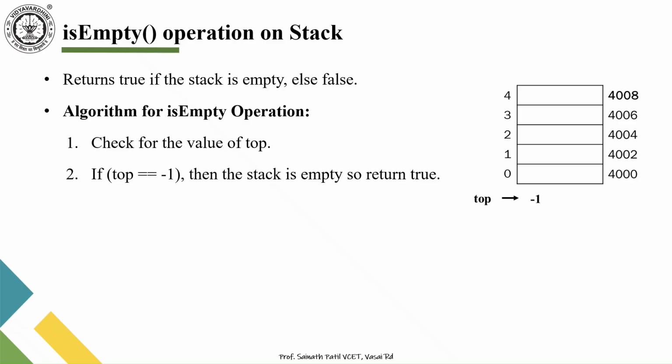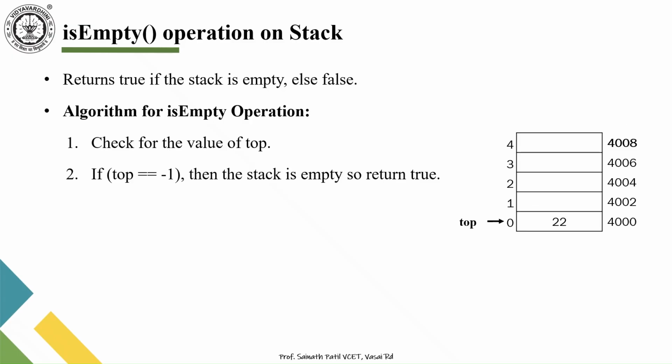So the situation may be like this. Top value is -1 and the array that we initialize for the stack will have its index from 0 to 4. So initially the value of top is -1. If the situation is like this, we will return true. If the situation is like this, that means top is not equal to -1. That means it is equal to 0, 1, 2, anything. So currently top is pointing to the 0th element. That means some element is present on the stack. So the stack is not empty.